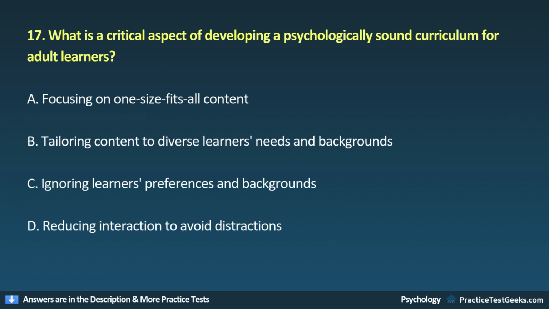17. What is a critical aspect of developing a psychologically sound curriculum for adult learners? A. Focusing on one-size-fits-all content. B. Tailoring content to diverse learners' needs and backgrounds. C. Ignoring learners' preferences and backgrounds. D. Reducing interaction to avoid distractions.